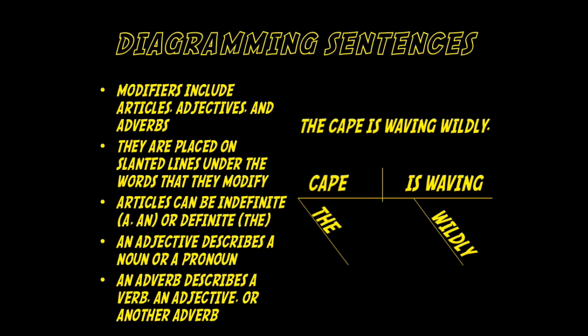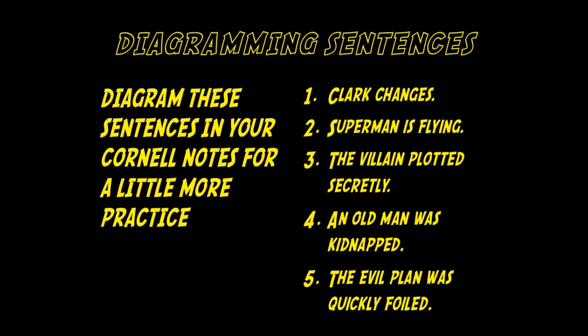Now we also have an adverb, and it's modifying our helping verb and verb here. In particular, it's modifying our verb. So we have it slanted coming off of is waving, just as you see it on the screen right there. Now, that's going to be all that we cover in terms of content on this particular set of Cornell notes.